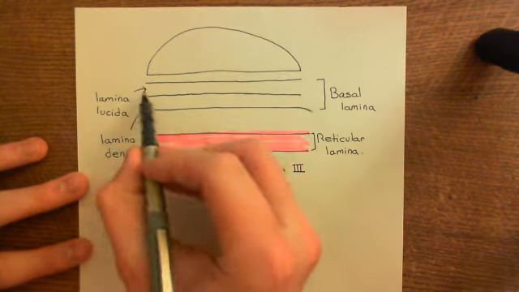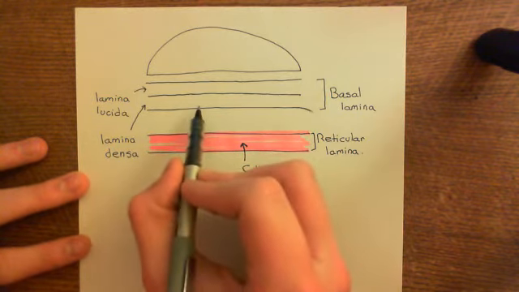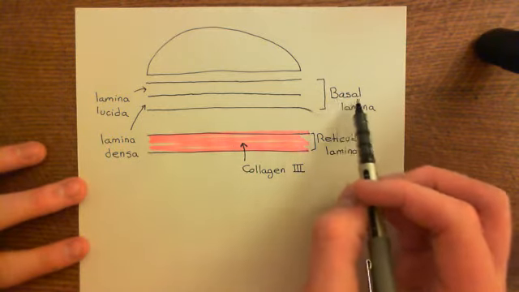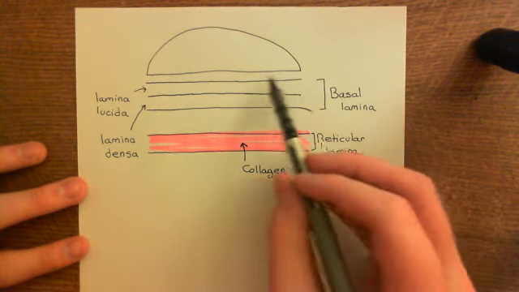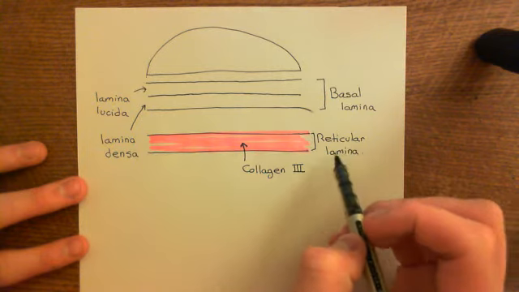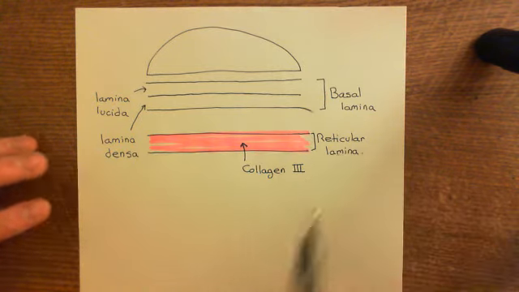So this is the layer that's translucent, and this is the layer that's very dark if you look at it down a microscope. And this means that it's the basal layer, at the base of the endothelial cells. And reticular means that it resembles a spider's web, so this is the spider's web-like layer.